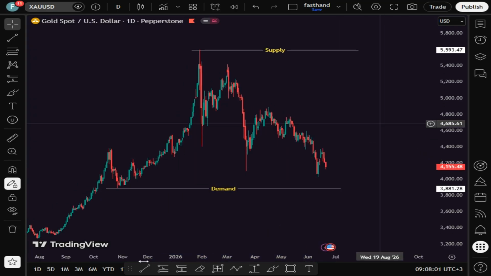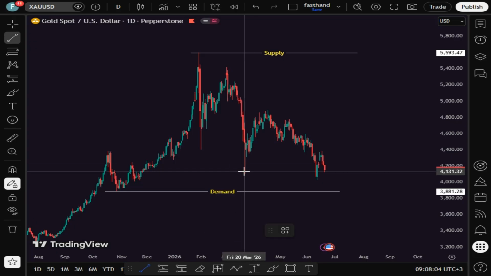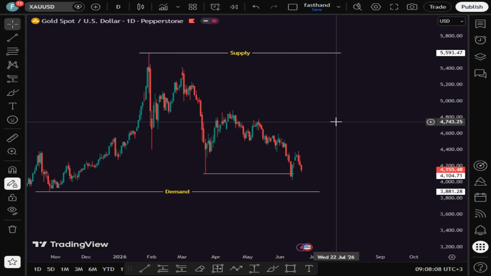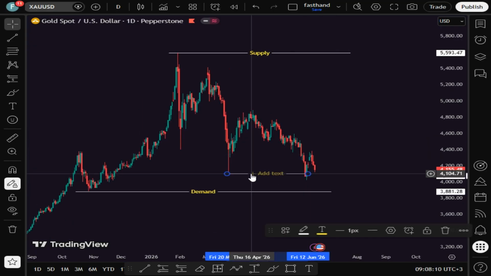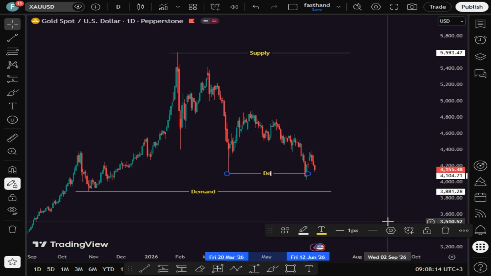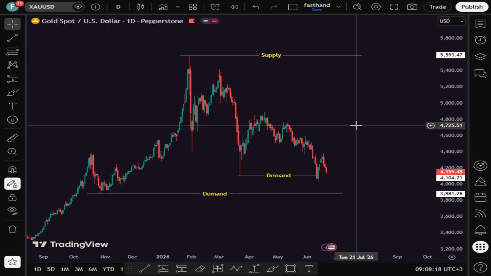So yeah, look at this level too. That is also a supply zone. All right, I mean a demand zone. Sorry. So we can also call that a demand zone. Right there, correct. Now this is what we have on the daily time frame.